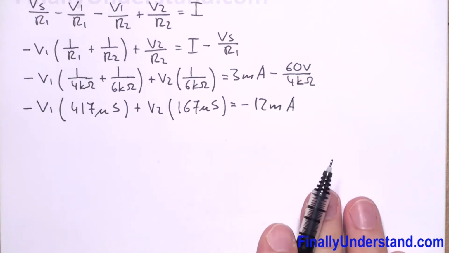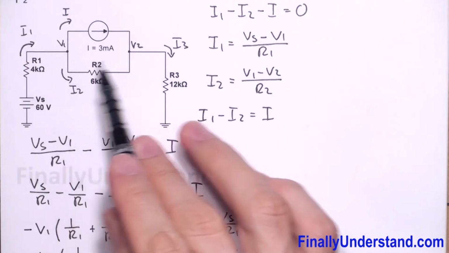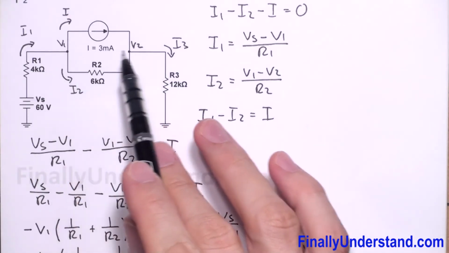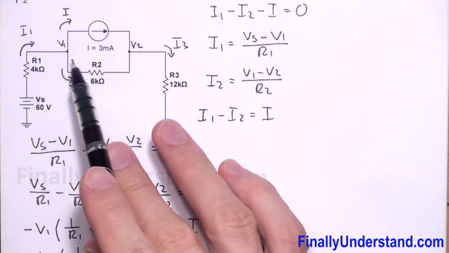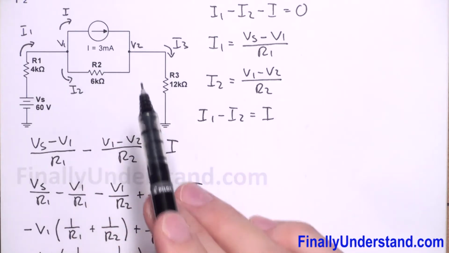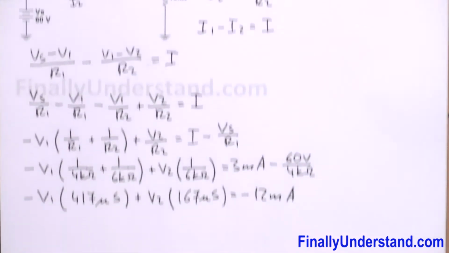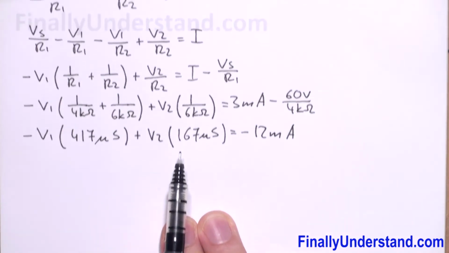Next, I'm supposed to find the second equation because I have two nodes. This is my reference one, that's why I don't count it. So I have two nodes, and it means that I'm going to need two equations. So this is my first equation, and now I'm supposed to write the second equation.